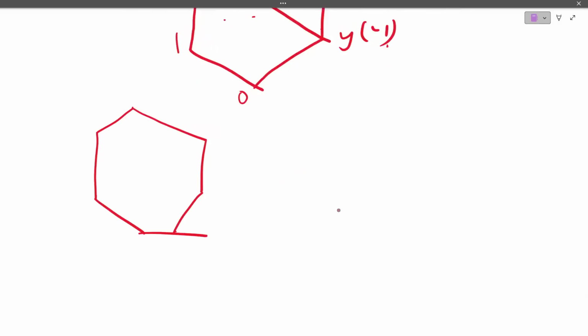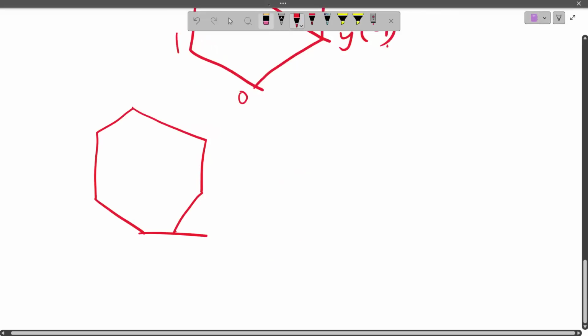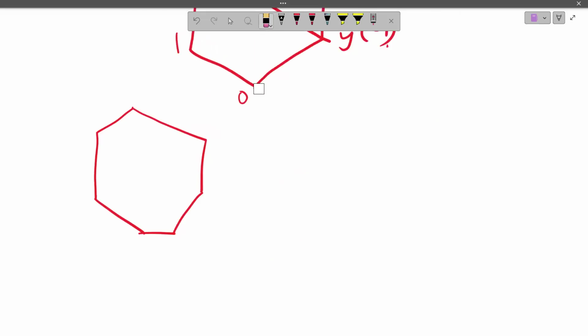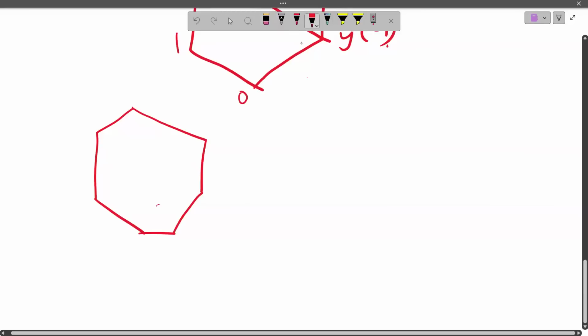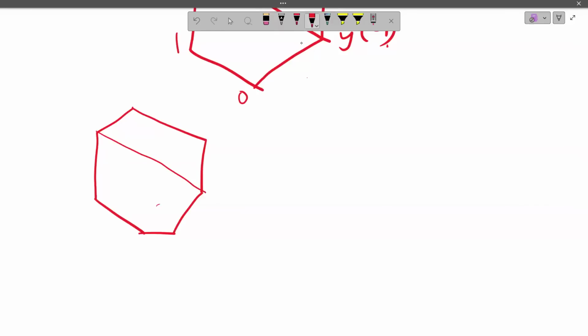Suppose this is a test case. Let me erase this. Great. So now suppose there is an edge between x and y. Think about it like this. How will you solve the problem? Simply mark x as 0, y as 1.